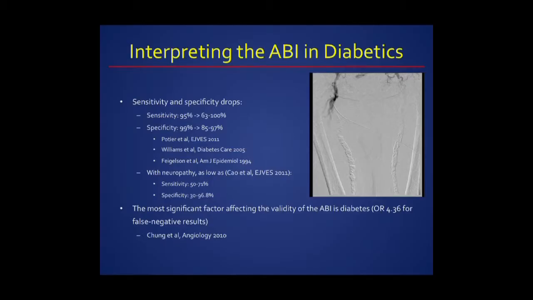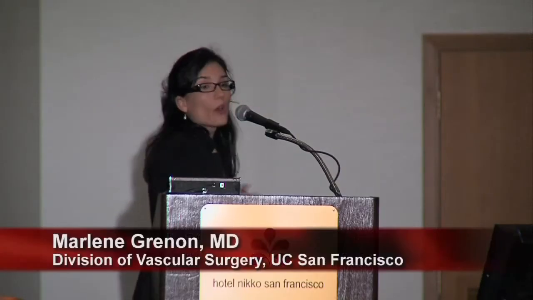What happens with the ABI in diabetic patients? Well, the sensitivity and specificity drop: sensitivity 63 to 100%, specificity 85 to 97%, but when this is compounded with neuropathy, it goes even lower. In another study by Shang and colleagues, the most significant factor affecting the validity of the ABI was diabetes. So what can we do?